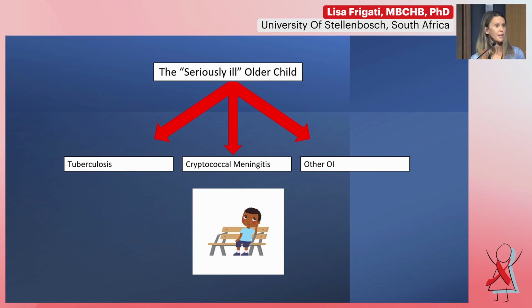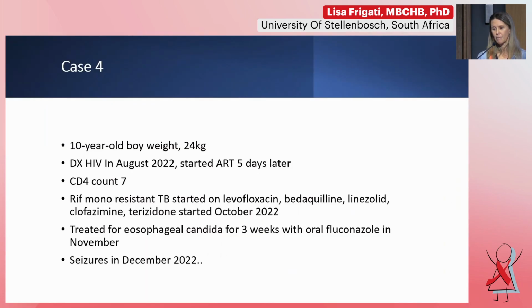So, last case, this was a seriously ill older child. Again, this is just my schema of how these children can present. There are many possible diagnoses. He was 10 years old, diagnosed with HIV in August last year, and started ARVs relatively quickly. He had a very low CD4 count. In October, he re-presented and was diagnosed with RIF monoresistant TB and started on treatment. I think there's a session about this later on, so I won't talk about that. He came back in November with difficulty swallowing. He needed fluconazole for esophageal candidiasis, and then he developed seizures in December of that year.